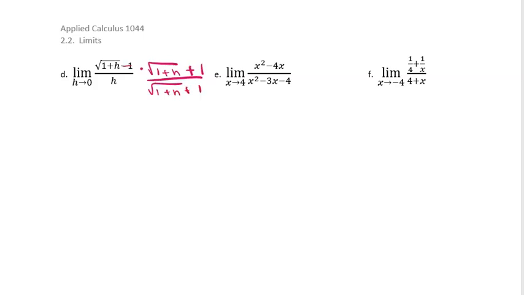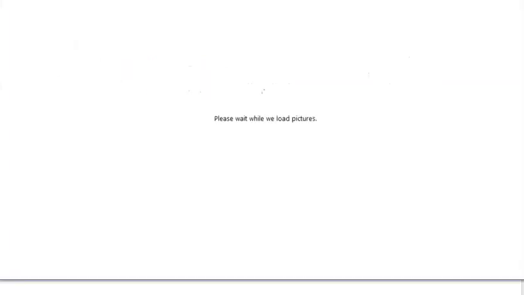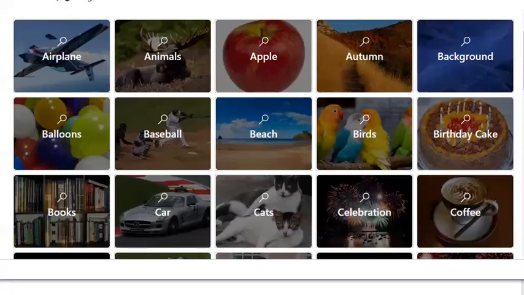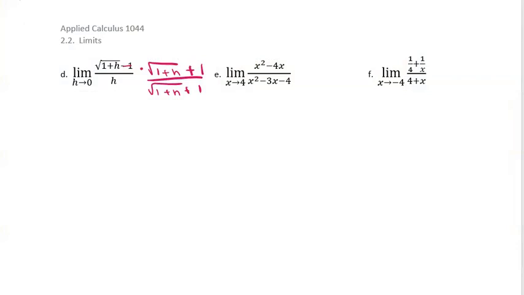Notice the -1 from the original right here, and notice the plus ones from the conjugate. Watch what happens. If you do your FOIL, so multiply your numerators and then multiply your denominators. If you do the FOIL, you have the square root of 1 plus h times the square root of 1 plus h. That is just 1 plus h.